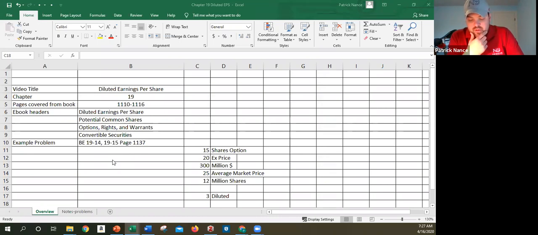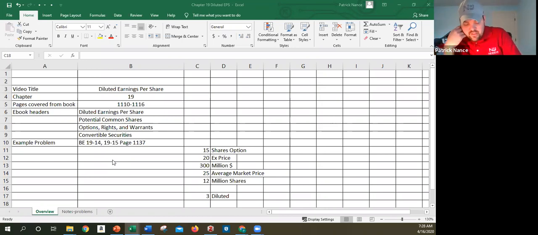So just now we learned that the potentially dilutive effect of stock options is reflected in diluted EPS calculations, assuming the options were exercised. Similarly, the potentially dilutive effect of convertible securities is reflected. So we're doing the same thing. We're just talking about a little bit different. We're talking about convertible securities now rather than stock options.